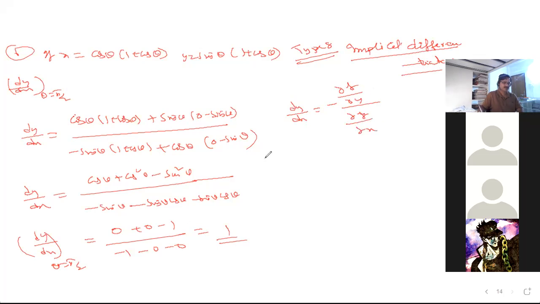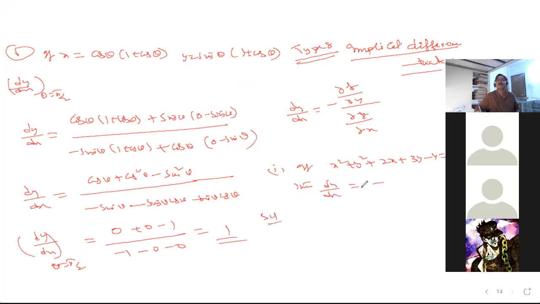I'll explain this. Give me a minute. By taking one example, suppose you have an implicit function in the form of f of x comma y, a two variable function. Suppose x square plus y square plus 2x plus 3y plus 4 is equal to 0. If they ask you to find dy by dx, then how much is dy by dx?